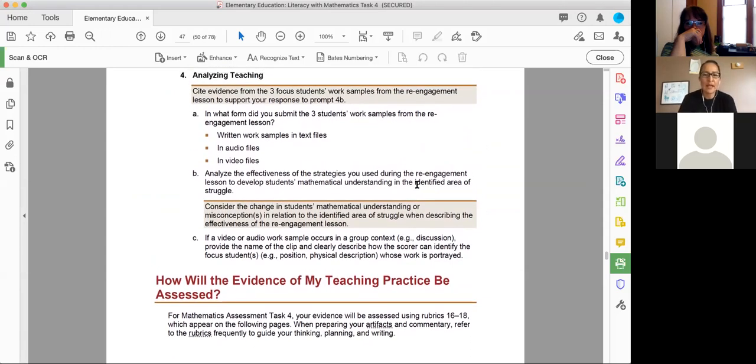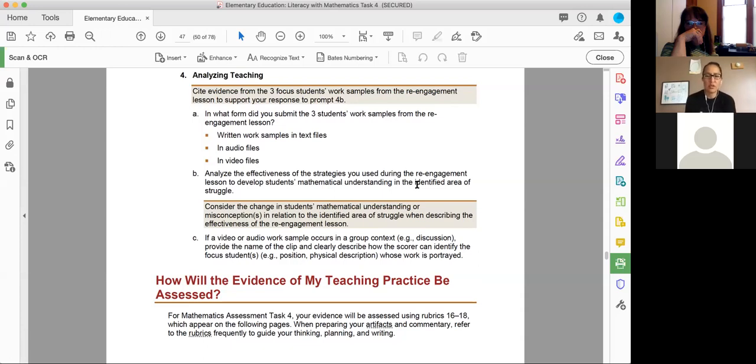B says, analyze the effectiveness of the strategies you use during the re-engagement lesson to develop students' mathematical understandings in the identified area of struggle. And you see there it says, consider the change in students' mathematical understanding or misconceptions in relation to the identified area of struggle when describing the effectiveness of the re-engagement lesson. So now you're going to describe how the students came to understand what you were teaching based on these new strategies and this targeted lesson plan that you created.